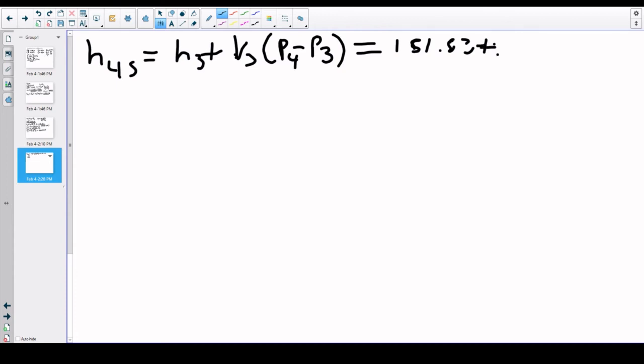I always find that this is the part of the problem where most people go wrong. People just seem to forget the perfect pump equation, and they get stuck here. So just try to remember that right there. Once you have all those written down, you get H4S to be equal to 161.587.